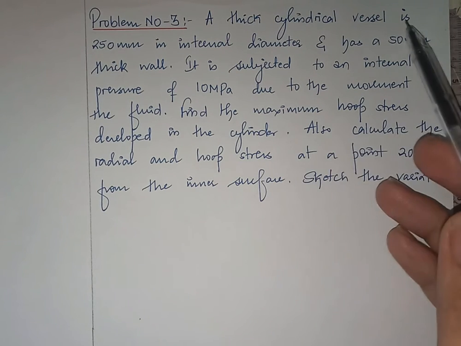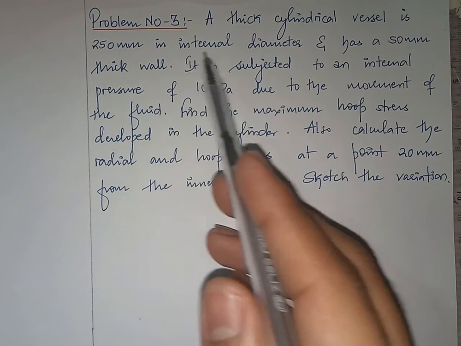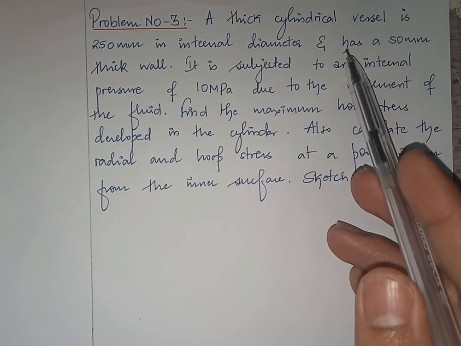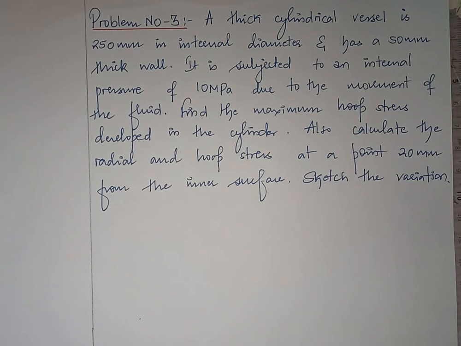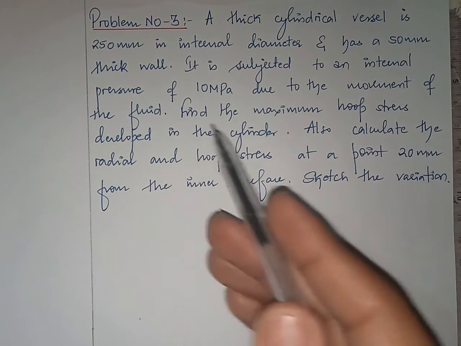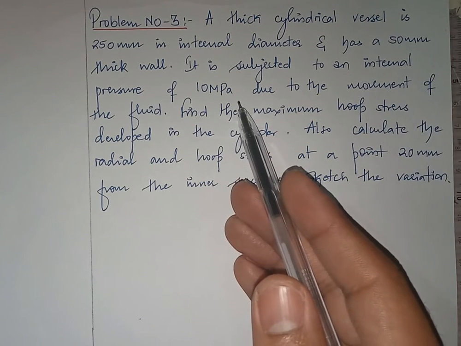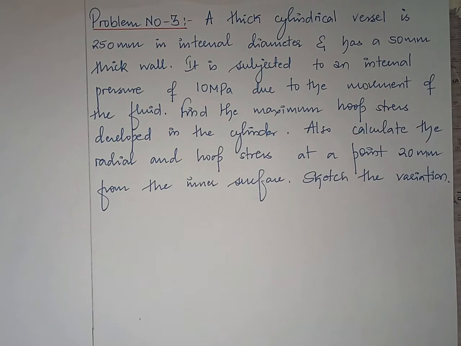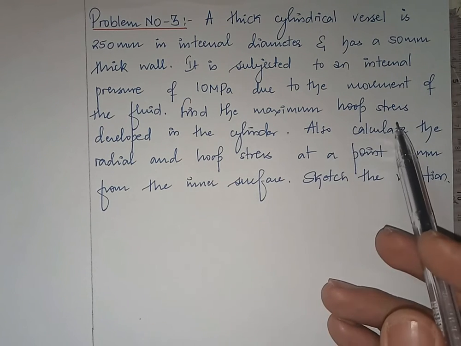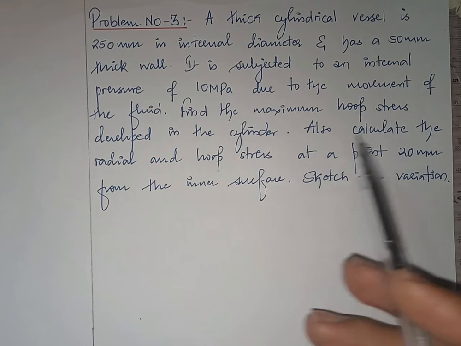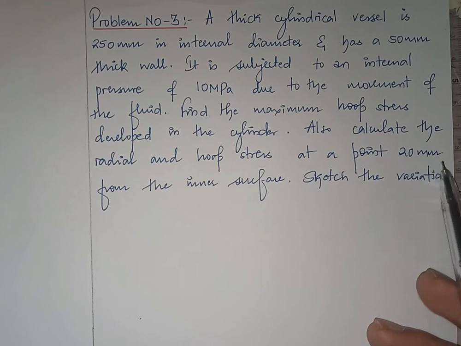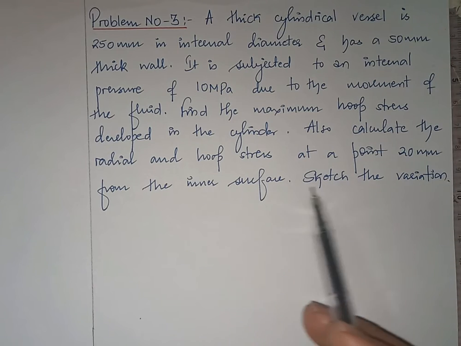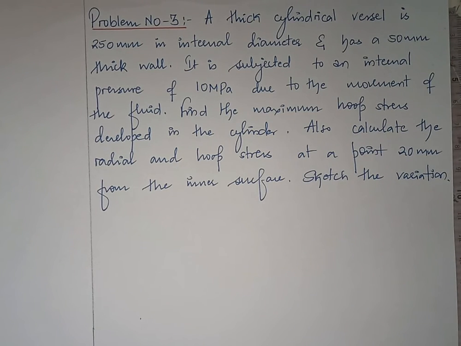A thick cylindrical vessel is 250 mm in internal diameter and has a 50 mm thick wall. It is subjected to an internal pressure of 10 MPa due to the movement of the fluid. Find the maximum hoop stress developed in the cylinder and also calculate the radial and hoop stress at a point 20 mm from the inner surface. Sketch the variation. Right, so this is the problem given to us.